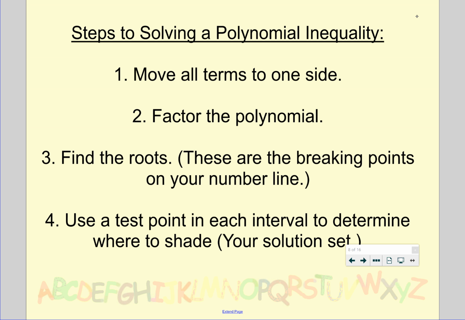All right, so it starts out like a regular polynomial. If it equals 0, factor it, find your roots, all of it. And then the roots are now breaking points. And we're going to put them on a number line and test intervals with test points. Your solutions to these will be a range of numbers. We're going to put answers in interval notation like we did before with the parentheses and brackets, like we did with domain and range.